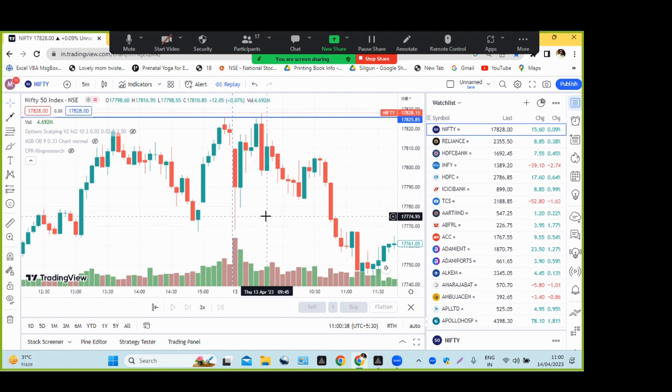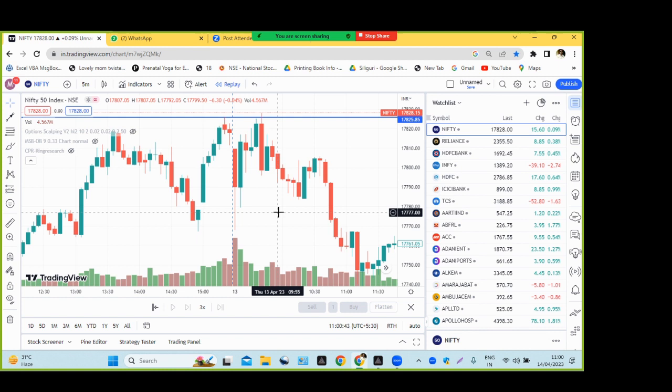Let the bigger players do what they want to do. Let the market get settled for at least half an hour or so, or 15 minutes. So if you see, this is the candle we should have ignored. The next one is just opposite. Now if you see, the power of both are almost equal. It's not a clear picture where the market wants to go.